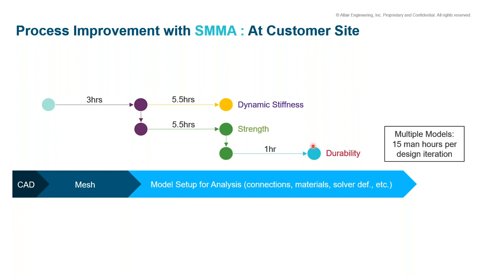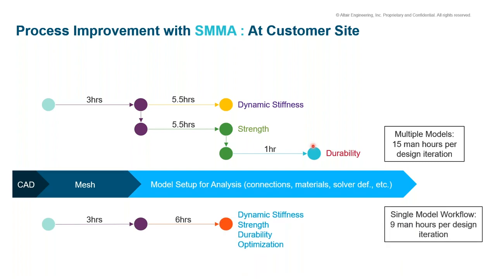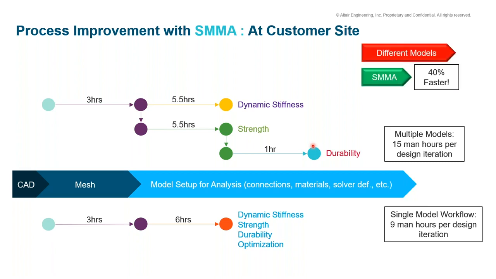Now, with respect to using the single model multi-attribute, we are saying that you can do this same meshing. You can set up the model for dynamic stiffness, strength, durability, and optimization within the 6 hours of your time and have a single answer there. Now, this is the approach. You can actually save about 3 hours or 6 hours of your time. That is about 40% faster with respect to your existing process.